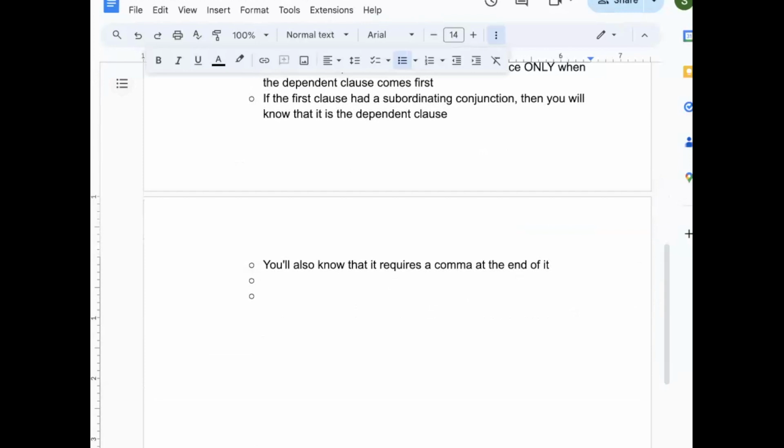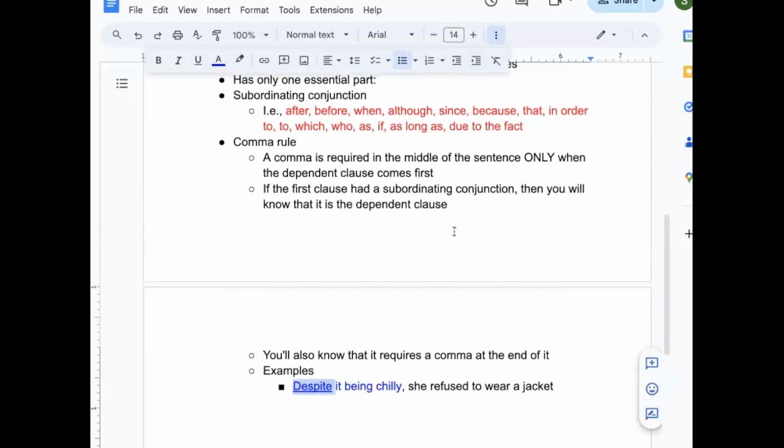Okay. So one that we can put in there that requires a comma would be this one. Despite it being chilly, she refused to wear a jacket. So we have this subordinating conjunction. We don't have that in there, actually. There's more subordinate conjunctions, but these are some of them. I'll add that one in there too. Despite being chilly, she refused to wear a jacket. Now, if you switch these around, basically, that subordinating conjunction coming last doesn't require a comma. You could put it like this.